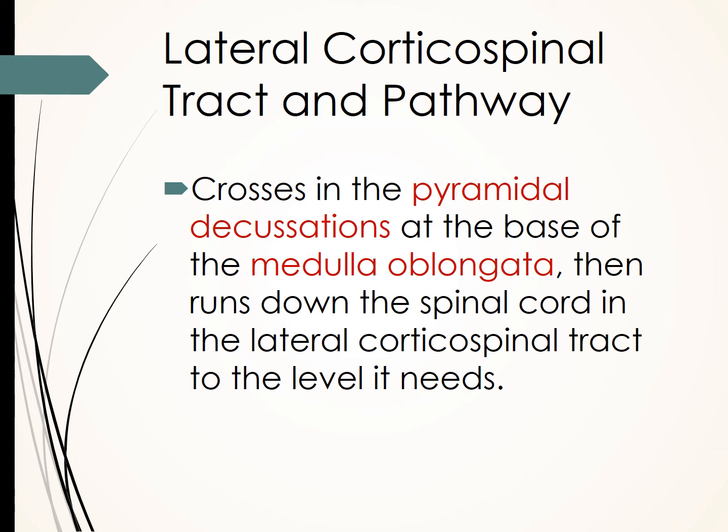Once we get to the bottom of the medulla, where the medulla and the spinal cord come together, an area known as the spino-medullary junction, the lateral corticospinal tract neurons are going to separate from the anterior corticospinal tract neurons. While those anterior corticospinal tract neurons are going to continue down into the spinal cord ipsilaterally, the lateral corticospinal tract neurons are going to cross. They're going to cross in what is known as the pyramidal decussations. Decussation is a crossing, and in essence, it's the neurons of the pyramids that are doing the crossing. So our lateral corticospinal tract crosses in the pyramidal decussations at the spinomedullary junction, then runs down the spinal cord in the lateral corticospinal tract to whatever spinal segmental level is required.